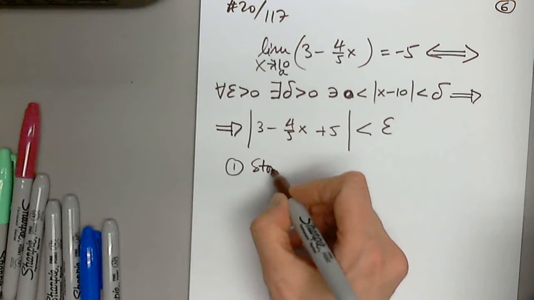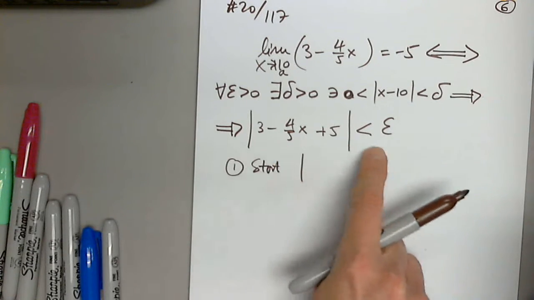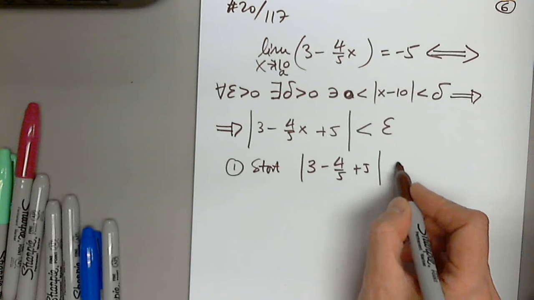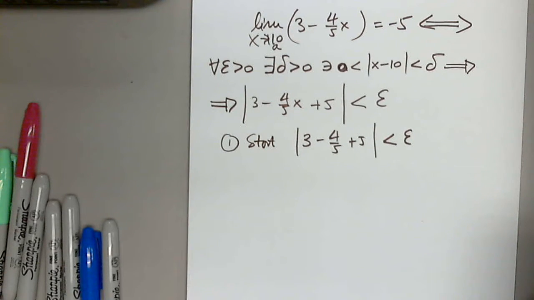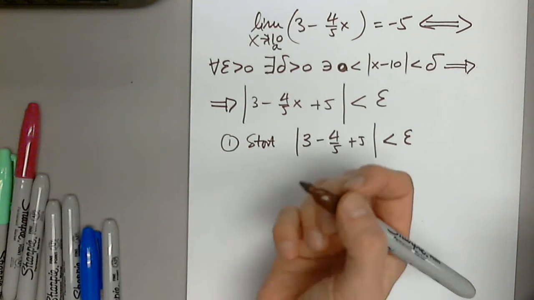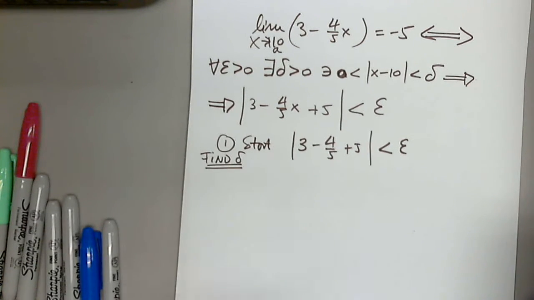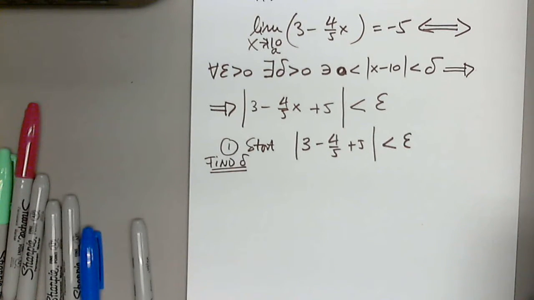We start with this. 3 minus 4/5 plus 5 less than epsilon. What am I trying to find? So I should have written that first step, I want to find delta. So the definition says that for every epsilon, I can find the delta. Well, I have to find the delta.